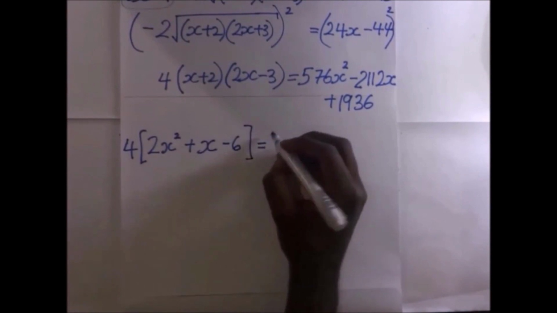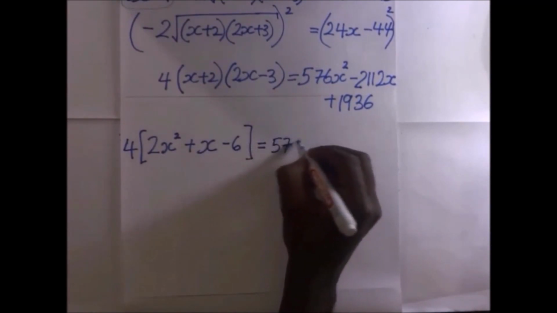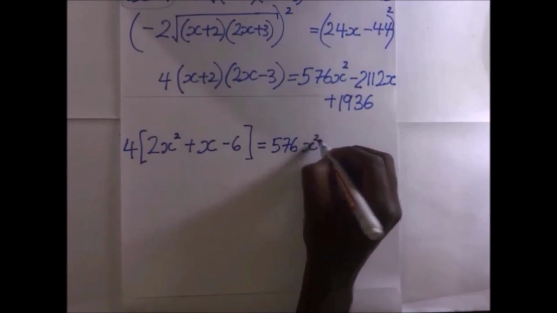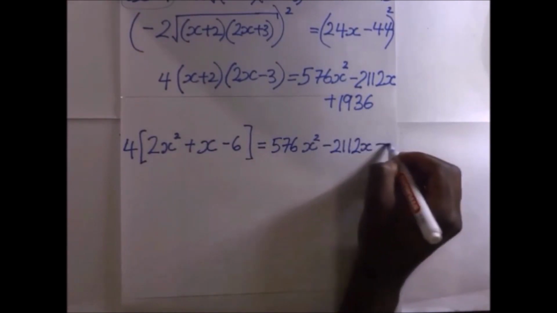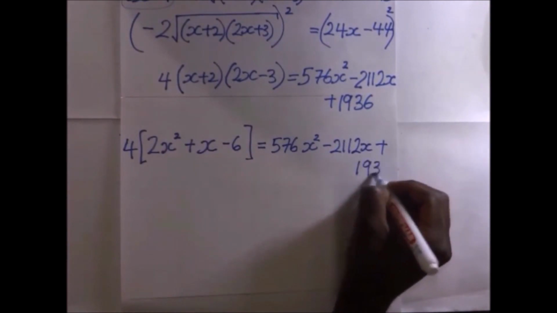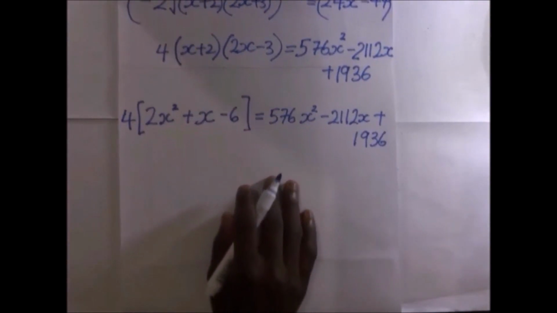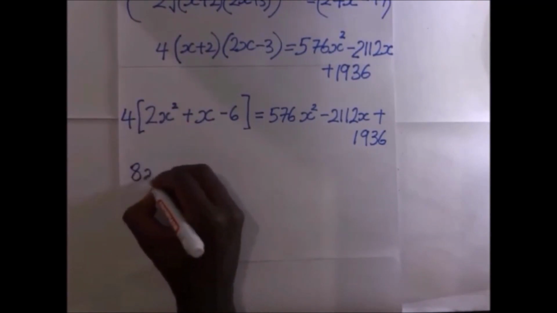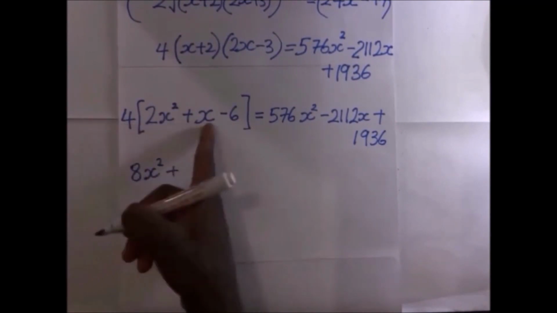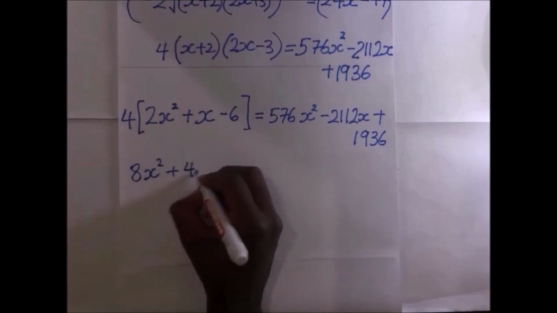Is supposed to be equal to 576x squared minus 2112x plus 1936. So when we open brackets, 4 times 2 is going to give us 8x squared plus 4 times x, that is going to give us 4x.